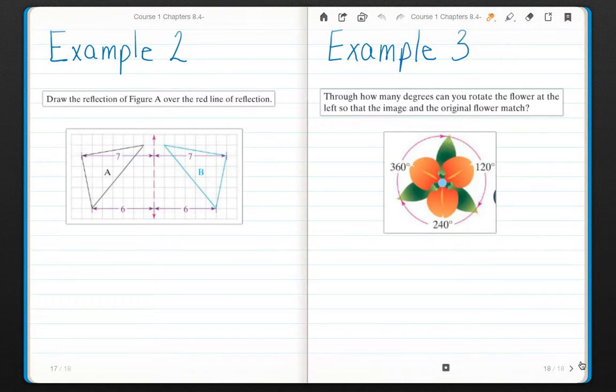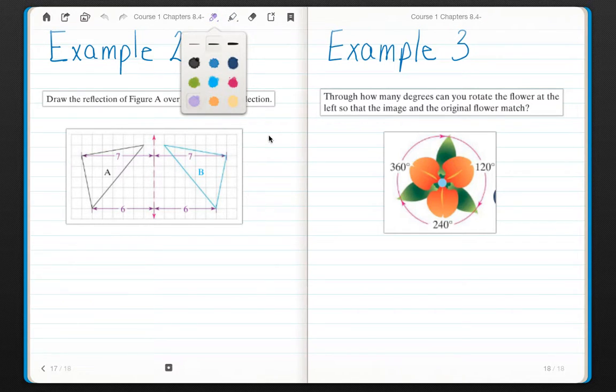Example 2. Draw the line of reflection of figure A over the red line of reflection. So notice this is on graph paper. Graph paper will be very helpful here. So my original shape is shape A. My dashed line of reflection here. So I want to reflect it. Pretend that there's a mirror being held up on the line of reflection. I want to draw what I would see in that mirror.